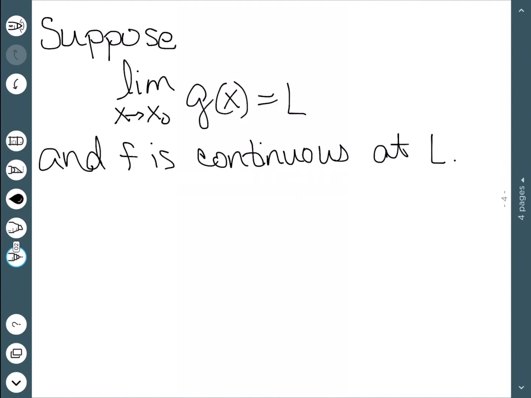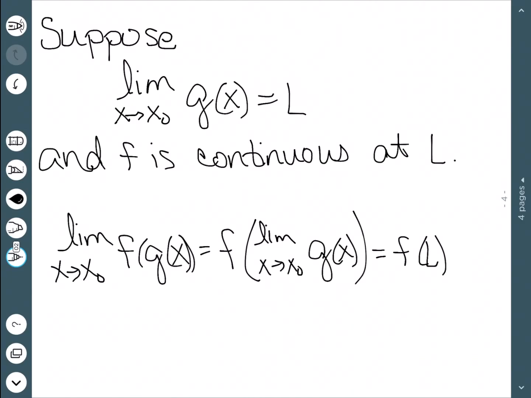So how does composition affect things like limits? Let's suppose we know the limit as x approaches x0 of g of x is L, so we know this exists, and we know that f is continuous at that point L. Then in that case, we know that the limit as x approaches x0 of f of g of x is the same thing as f of the limit as x approaches x0 of g of x, which is f of L. Essentially, what this is telling me is that I can actually move a limit inside and outside of a composition of functions. So let's do some examples to show how this works.